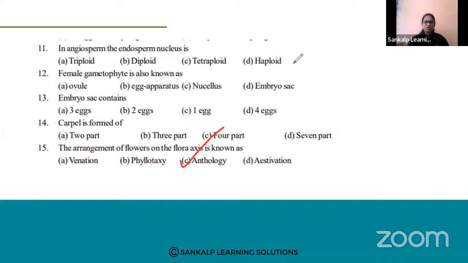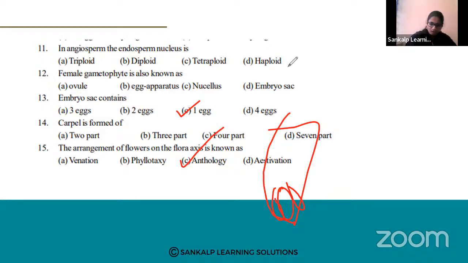Pragati, Bhumika option C, Syed option C, Suchita option C, Pappu option C, then Harish Kumar option C, Shanta option C, Chandana option C. Most of you are commenting option B also. So the right answer is option C, 1 egg. Usually embryo sac contains 1 egg, 2 synergids. The egg apparatus has 3 cells. In it there is 1 egg, 2 synergids. So option C is the right answer. Fine.